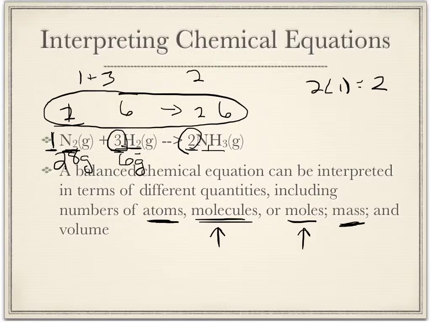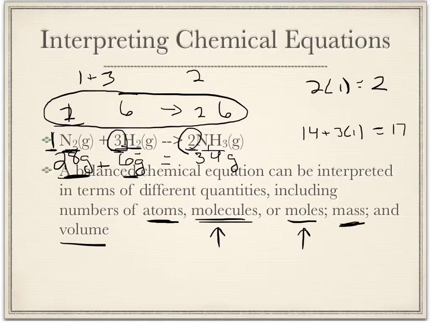And over here, when I look up NH3, I know it's 14 plus 3 times 1, or 17, and there's two of those, so 34 grams. And notice that I've got 28 and 6, which is 34. So mass is in there. And the last one is volume.